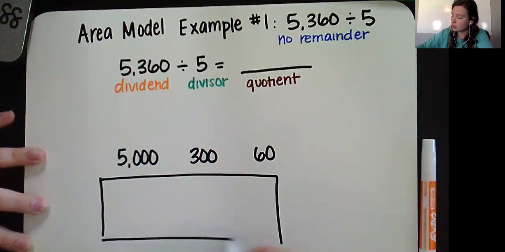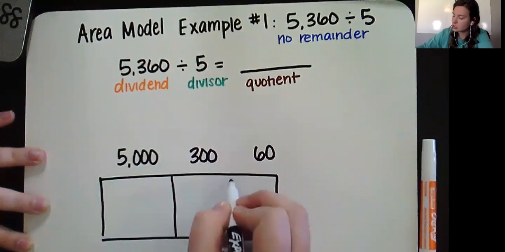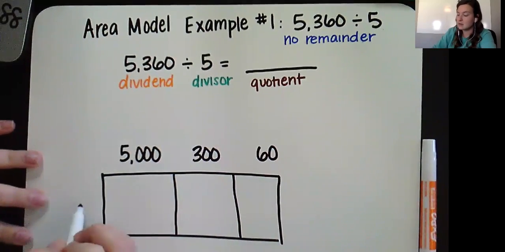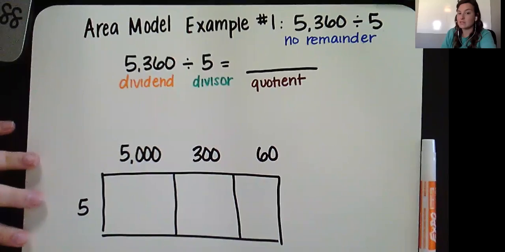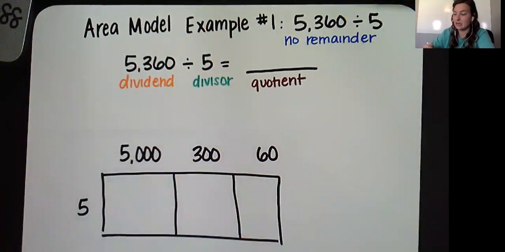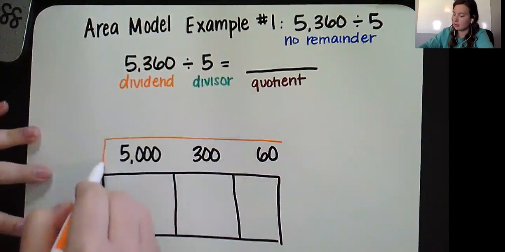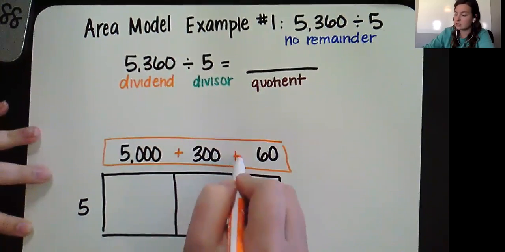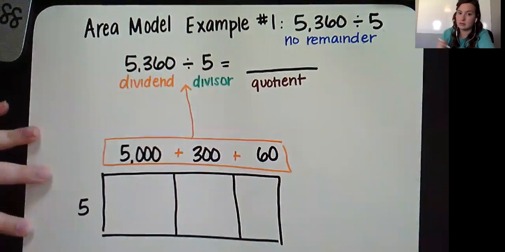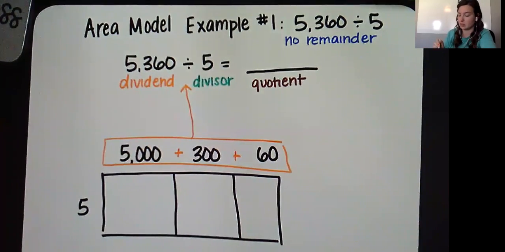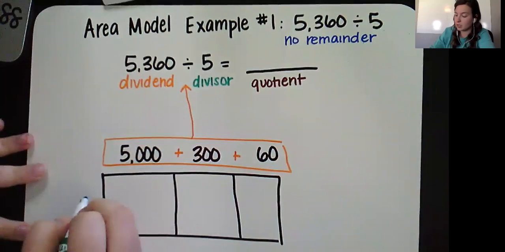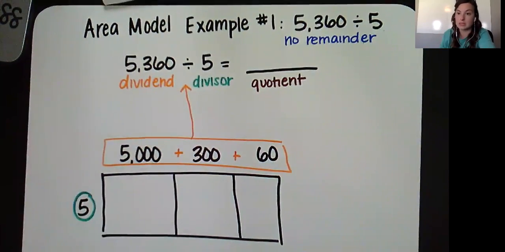Now we're going to make a little grid under it. So each spot has its own place. And we are dividing this by 5. So what we have done here is we've taken our dividend and we've split it up across the top. If I add these three together, I'm going to get my original 5,360. And then my divisor, we're putting on the side, but we're keeping it the same. So that's still my 5 from here.